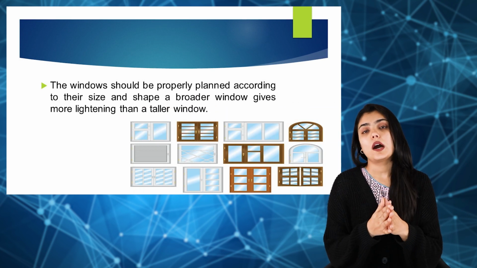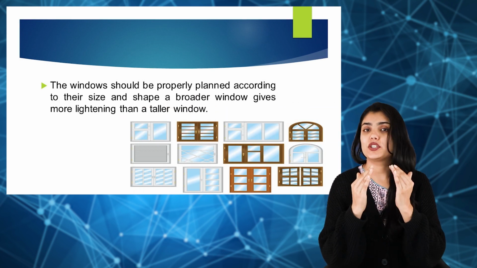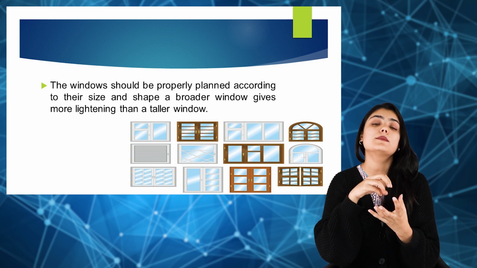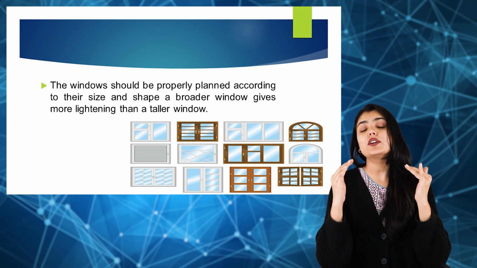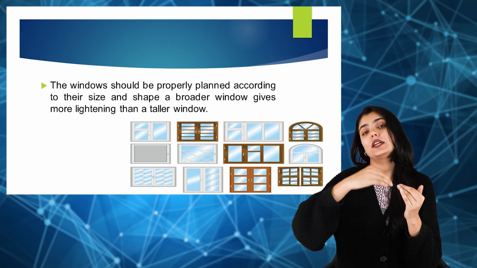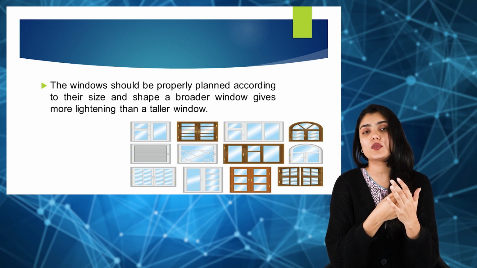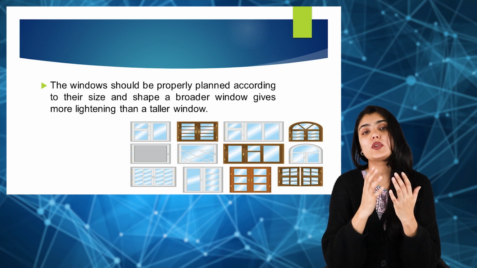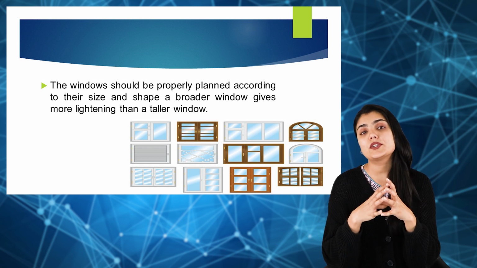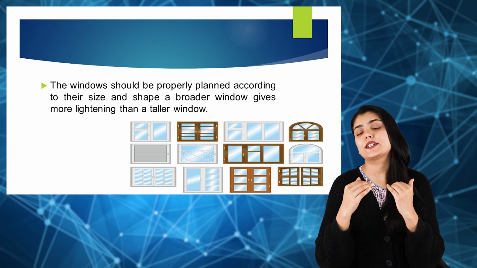The windows of the house must be properly planned. The shape and size of the window also must be properly planned, as broader windows will give more lighting than taller windows. So the placement of the windows and the doors, and their size and shape, play a major role in helping light enter the house.